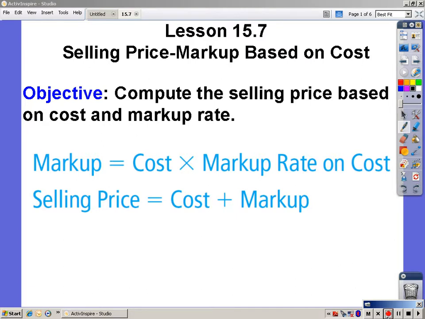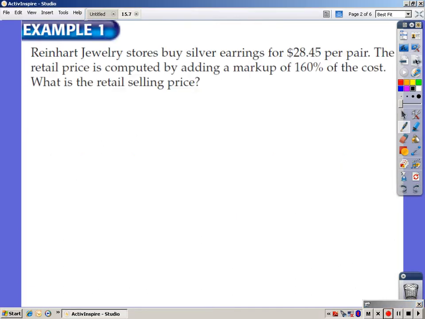All right, let's go ahead and move on. Example 1. Reinhardt Jewelry Stores buy silver earrings for $28.45 a pair. The retail price is computed by adding a markup of 160% of the cost. What is the retail selling price?